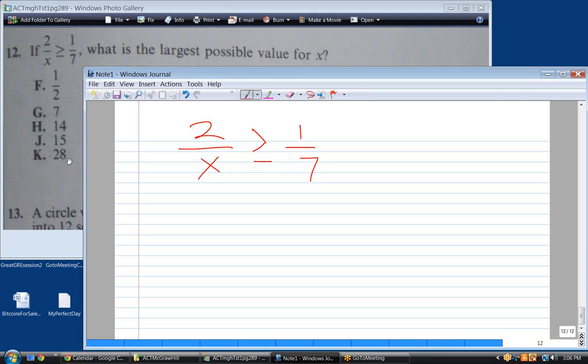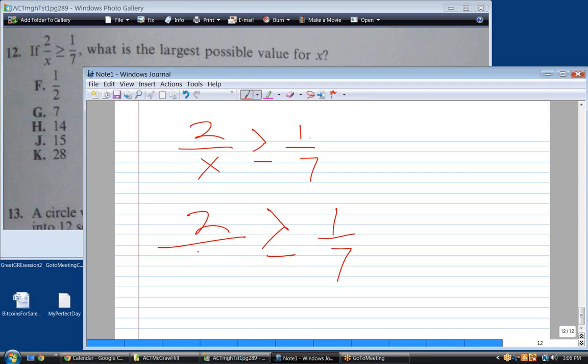Let's start with the largest number that we're looking at here, 28. Is 2 over 28 larger than or equal to 1/7? Use your calculator if it helps. You shouldn't need it on this problem, but if you can use it and it makes it faster, use it. Isn't that false? It is false. So what's the next value we should try?